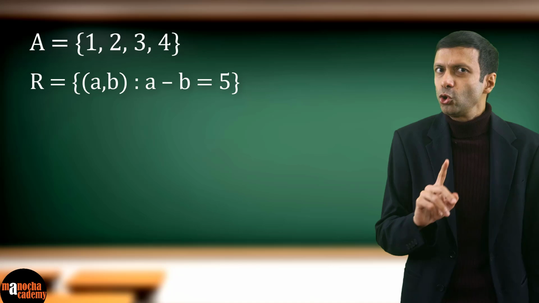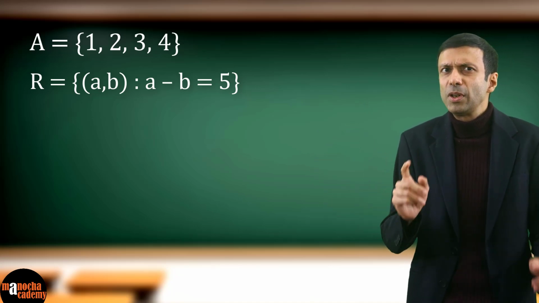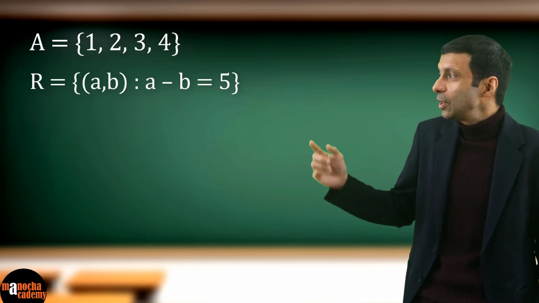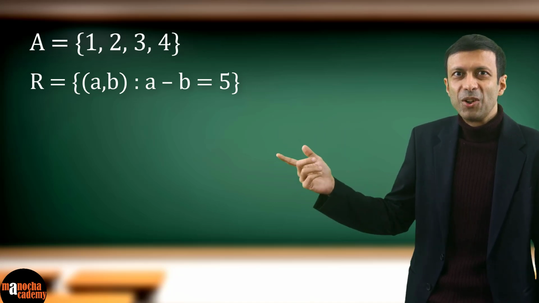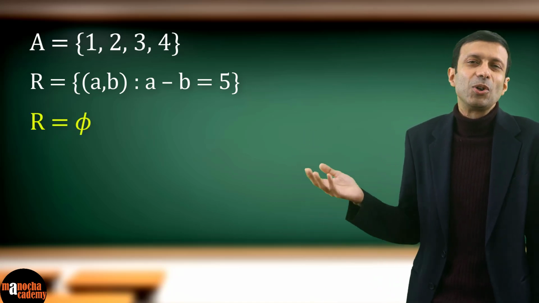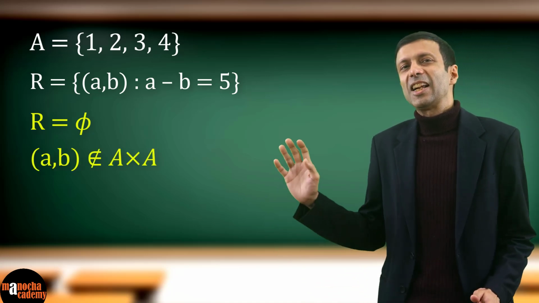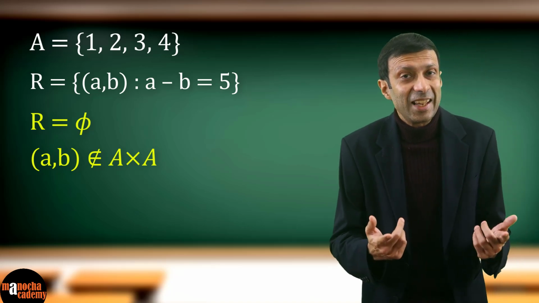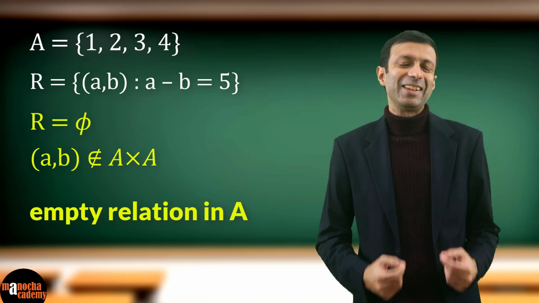So can you find two numbers in this set A where a minus b, that is the difference of two numbers, is equal to 5? Clearly you can't find any such numbers because even if you take 1 and 4, the difference is how much? 4 minus 1, 3. So once again this relation contains nothing and we say R is equal to null. So clearly no element (a, b) is satisfying the property a minus b equal to 5. So once again this is an example of an empty or void relation in A.